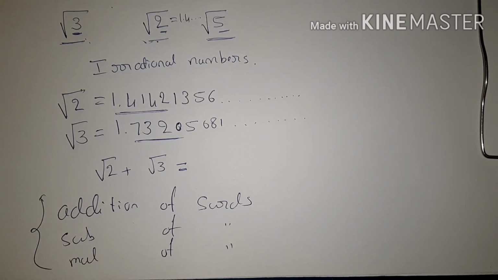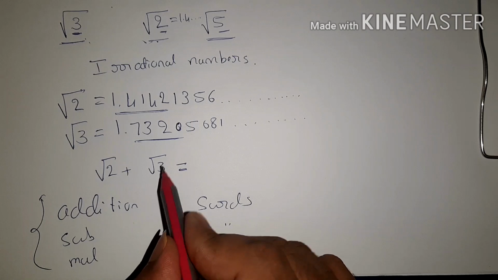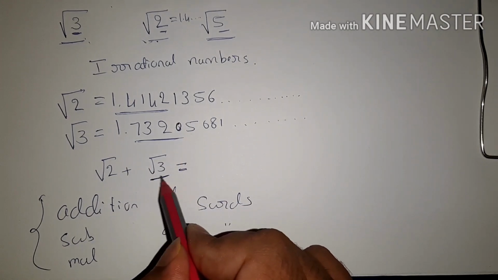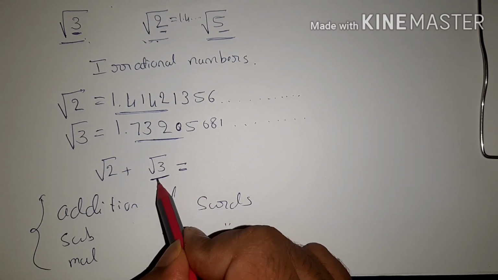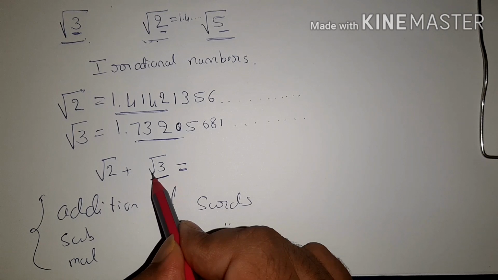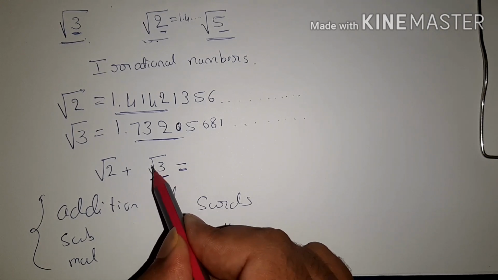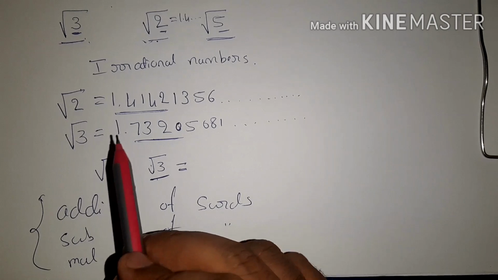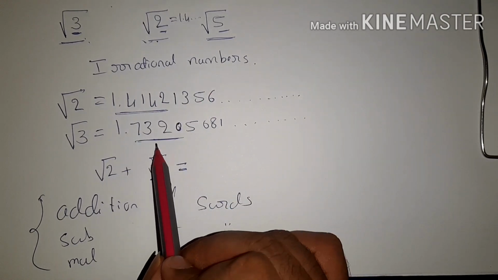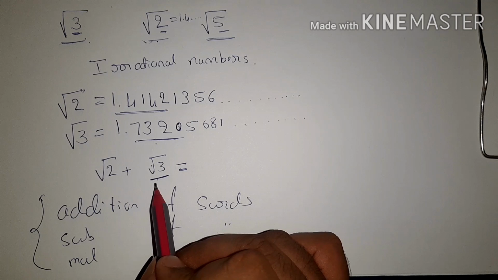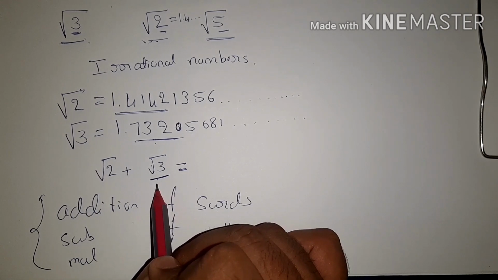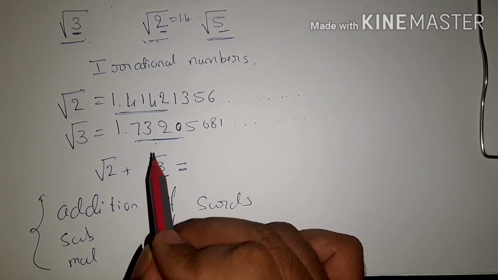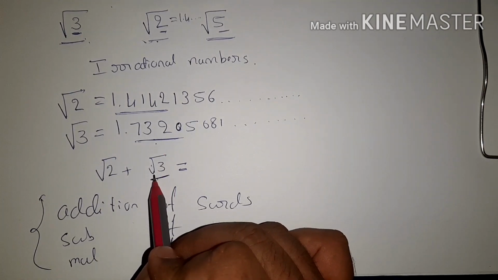Now the question comes, what is a surd? A surd is an irrational number represented under a root. It might be a square root, cube root, or whatever. I'm again repeating: a surd is an irrational number which is represented under the root. Surd is any irrational number represented under what? Under the root. Make it very clear.